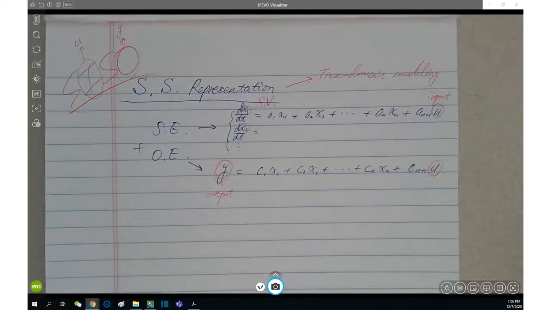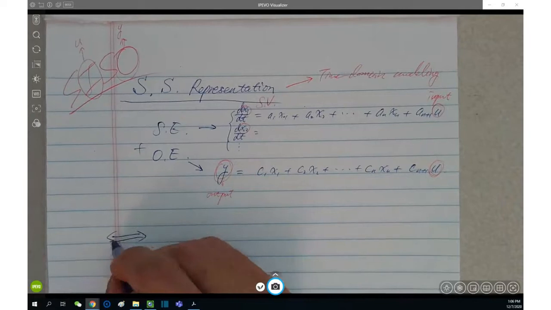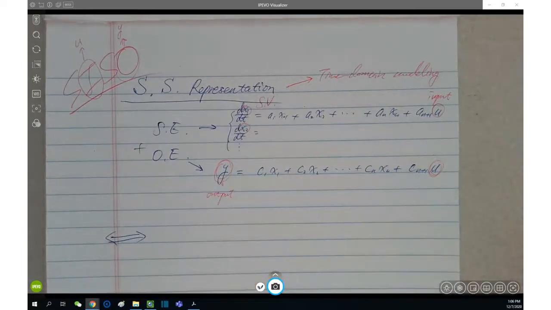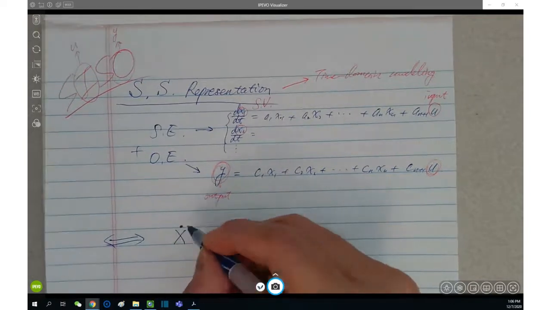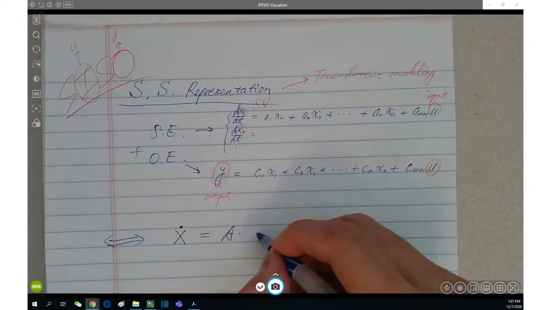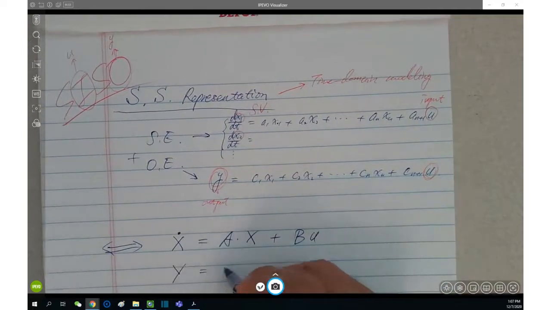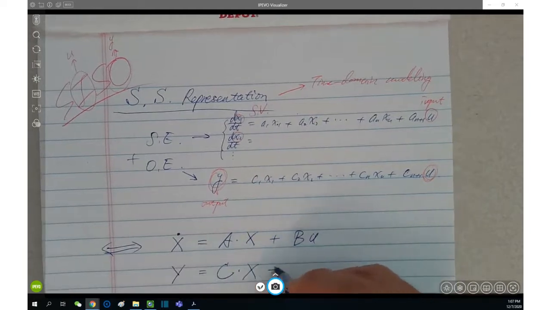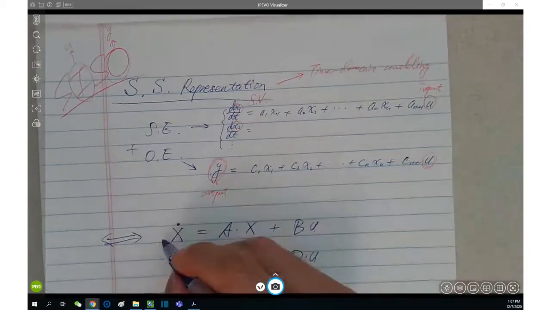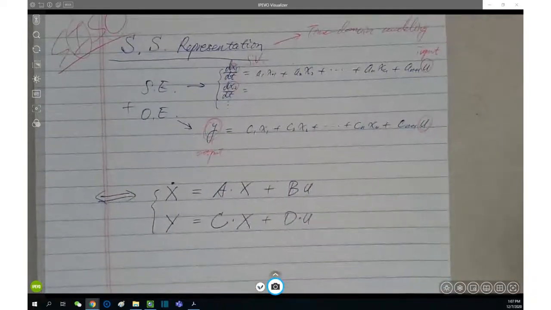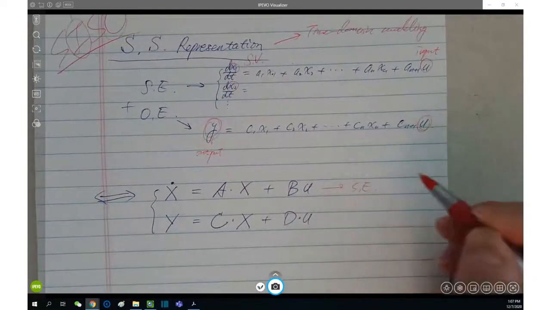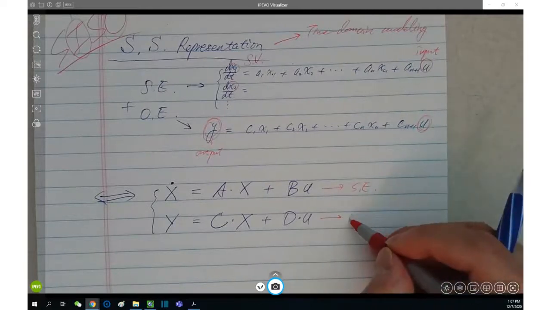For this state equation and output equation, we also always use matrix operation to represent them. What do they look like? X dot equals A times X plus B times U. Y equals C times X plus D times U. So you can easily tell this is the state equations, plural, and this is the output equation.